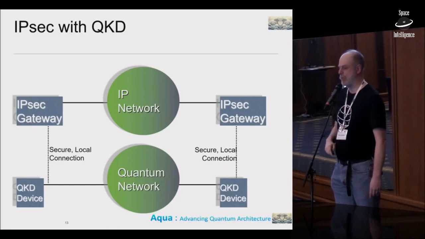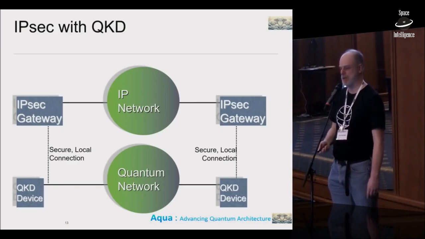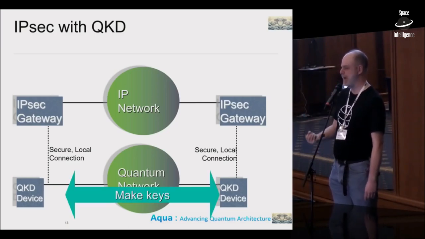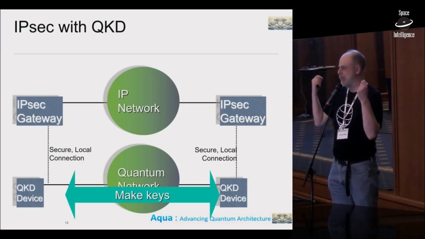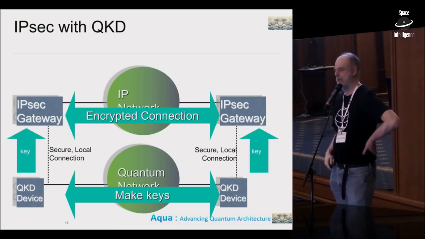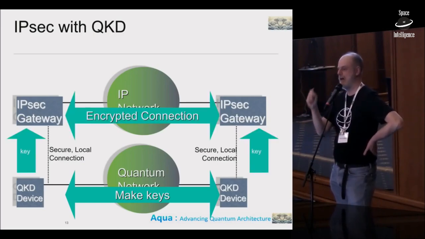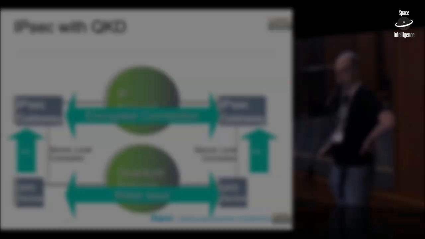And if we divide this out a little more abstractly, you're going to have two networks: the quantum network and the IP network. Over the quantum network, you're making keys. You're making distributed shared secret bits whose secrecy is guaranteed. And then they're actually used to encrypt data that's transmitted across the IP network. So that's the basic structure.